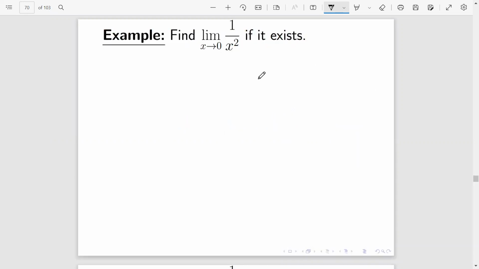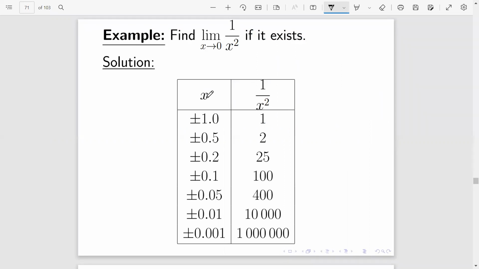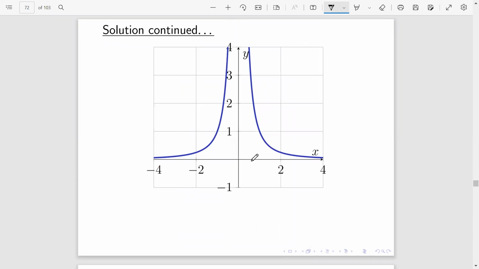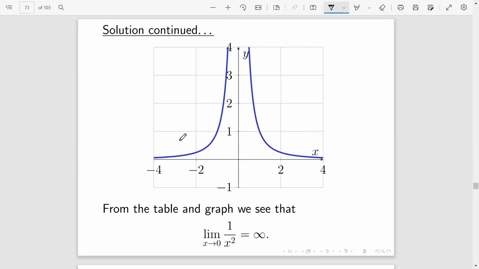Now, let's look at, for example, the function 1 over x squared, and we want to see if the limit exists. So if you look at the x value approaching 0, starting from the left and starting from the right, when you substitute these x values into 1 over x squared, as you can see, the values of y just keep increasing, they're not coming to a specific point. We're coming from the left and we're coming from the right, and the values of y are just going up, not going to a specific point.